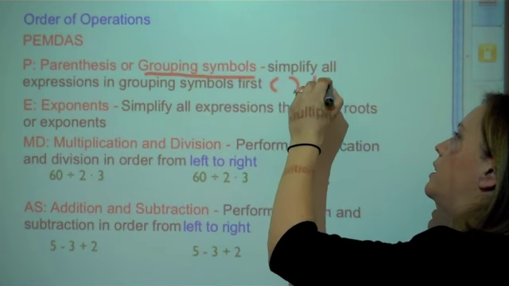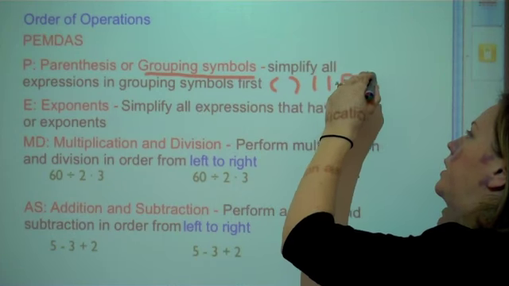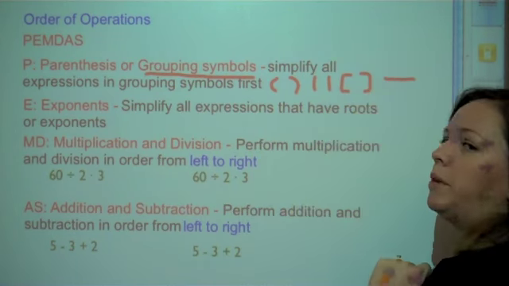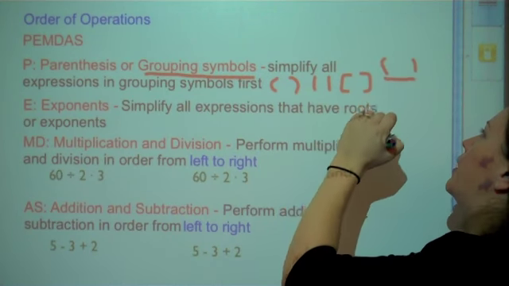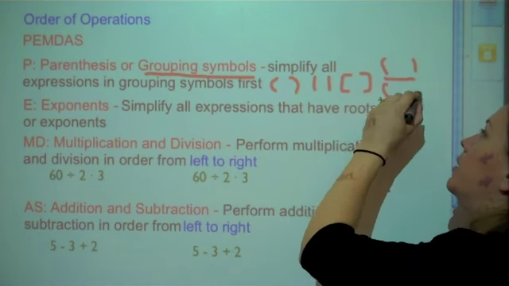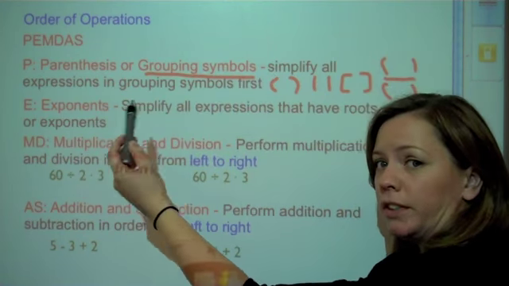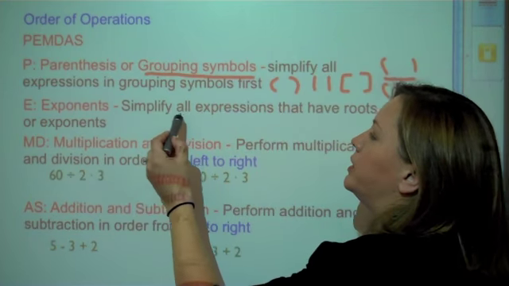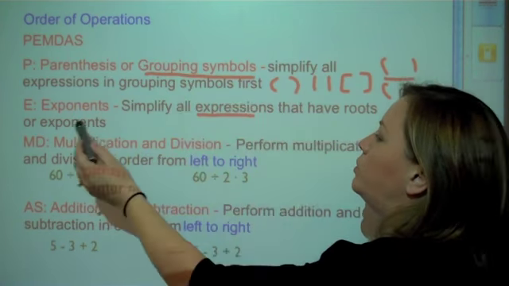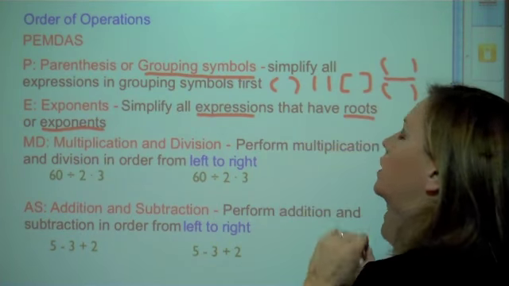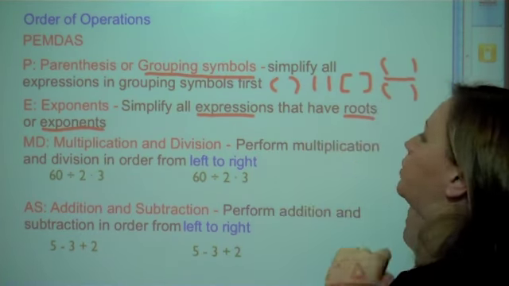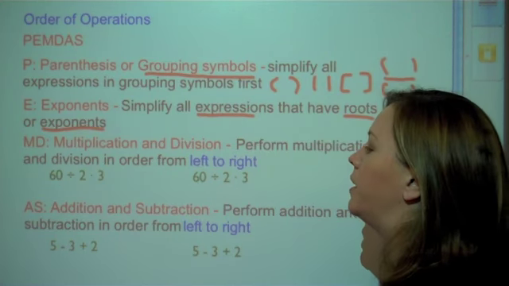That can be parentheses, that can be absolute value, it can be brackets, it can even be a fraction bar, because a fraction bar gives you a separate numerator and a separate denominator. Then after we simplify stuff inside of parentheses, we're going to simplify any expressions that have roots or exponents. So that's an important thing to remember here. We also have square roots that we have to simplify.